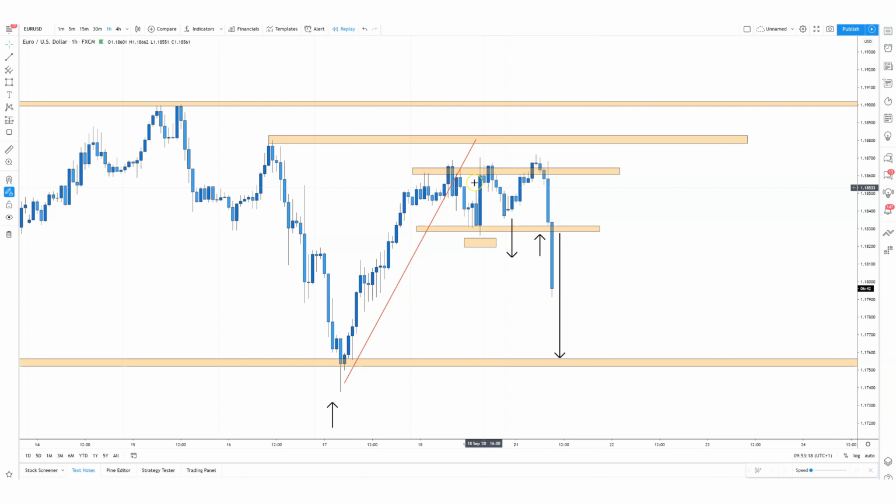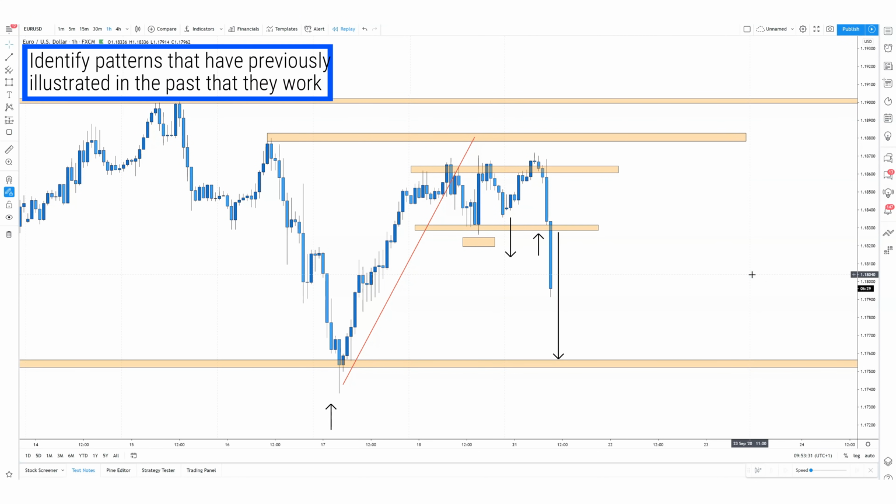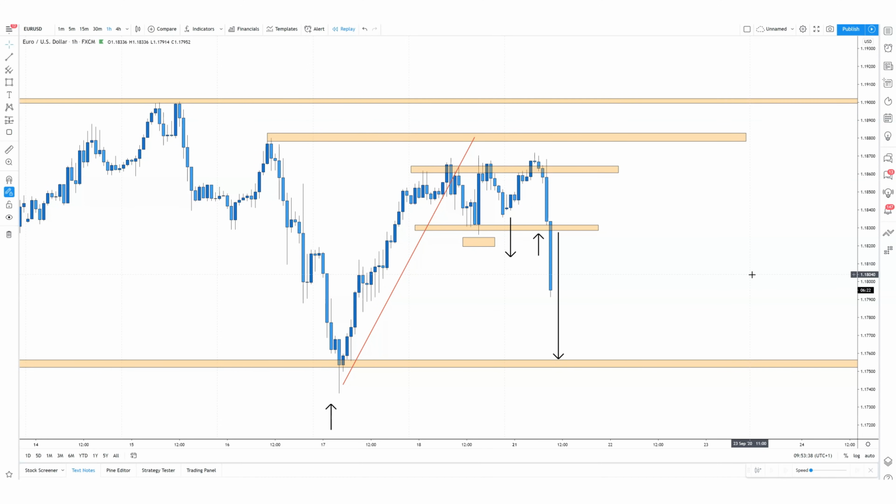I'm not just going to sit there and draw support and resistance lines and rely on a Fibonacci to draw it from one point to another and just say, let's wait for this retracement. It's not how it works, right? And if it was that easy, then everybody else would be doing it. Personally, what I like to do is identify patterns that have previously illustrated in the past that they work. Now, how do you support those patterns with the structure? Well, you have to collect data. Once you've collected the data, then you can use that data to your advantage to help you build the confidence that you need in order to trade.